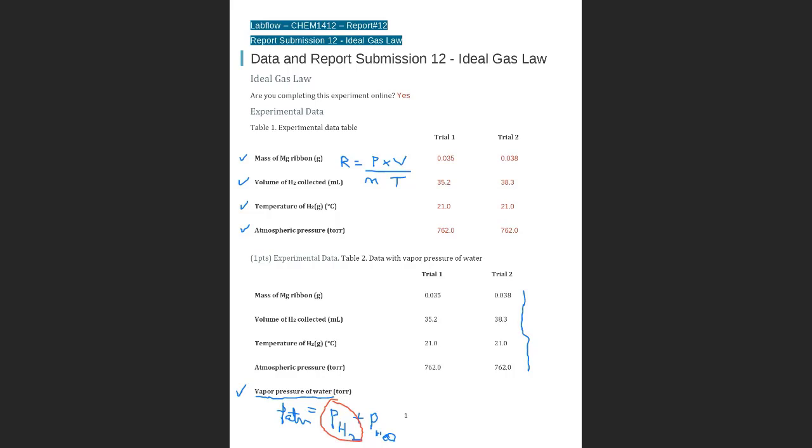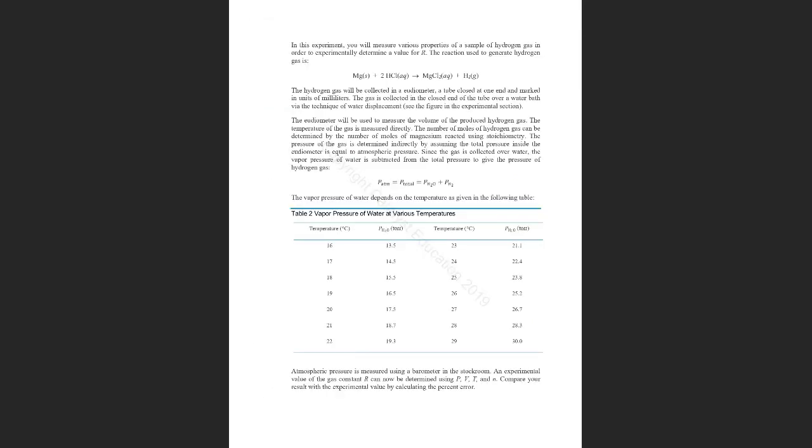Let me share again the page of the experiment. Since the vapor pressure depends on the temperature, we will use this table, vapor pressure of water at various temperatures. So go to the write-up and look at that table. In our case, what is our pressure?